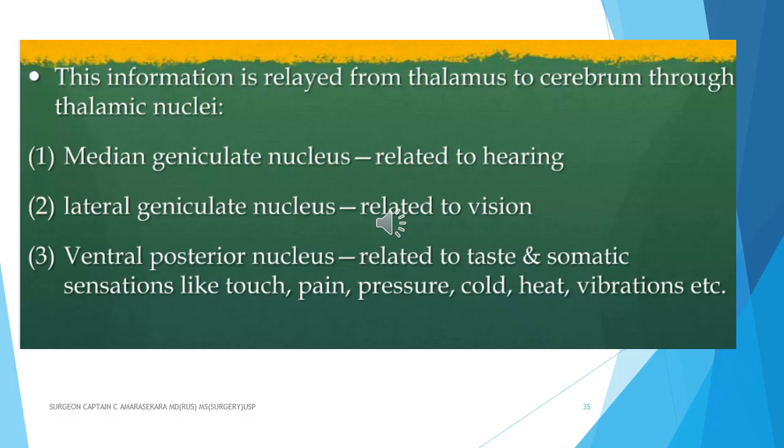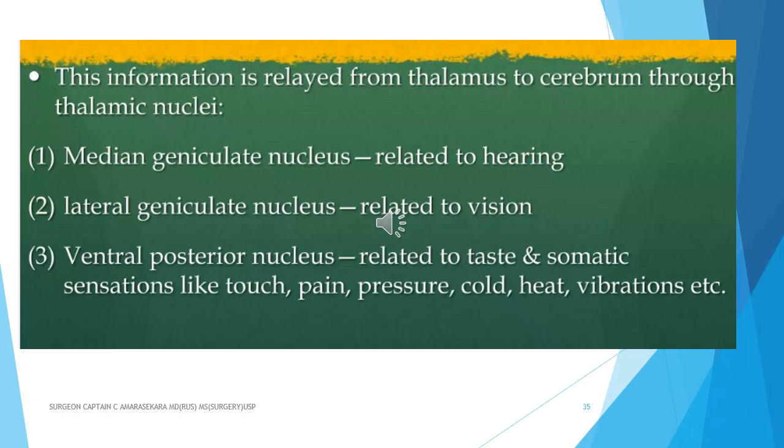Medial geniculate nucleus: its function is auditory relay. It receives input from the inferior colliculus and projects to the primary auditory cortex in the temporal lobe. Then the lateral geniculate nucleus, LGN, is a visual relay. It receives input from the optic tract and projects to the primary visual cortex in the occipital lobe.